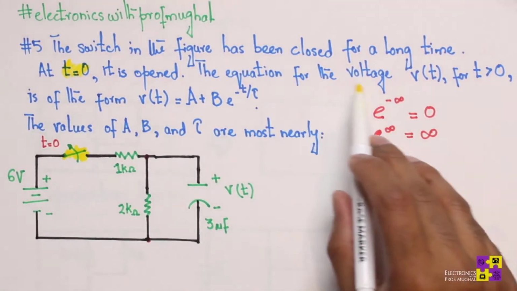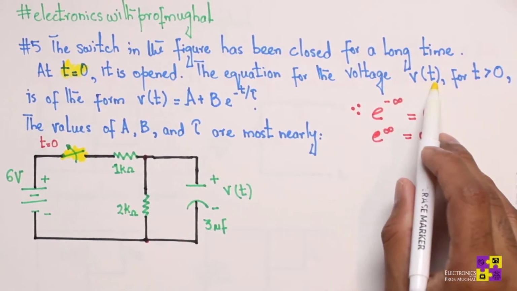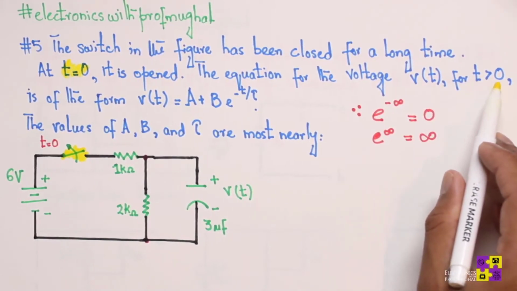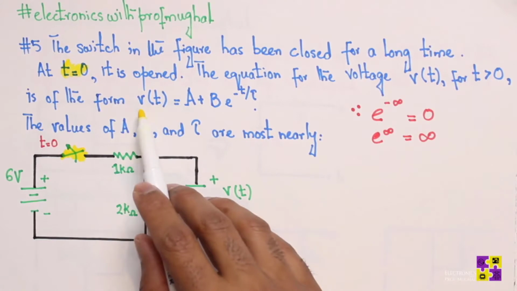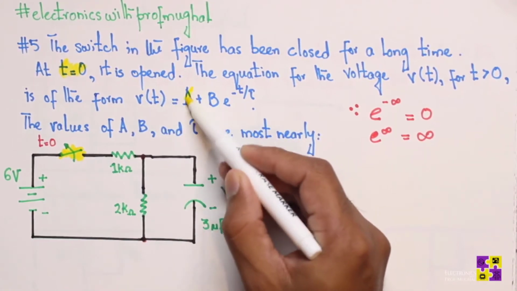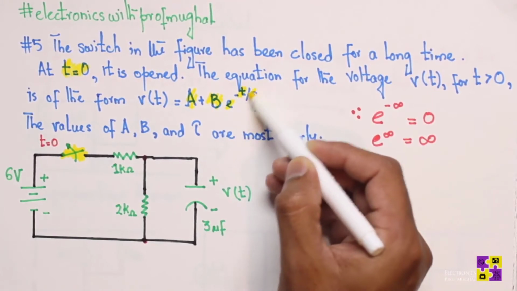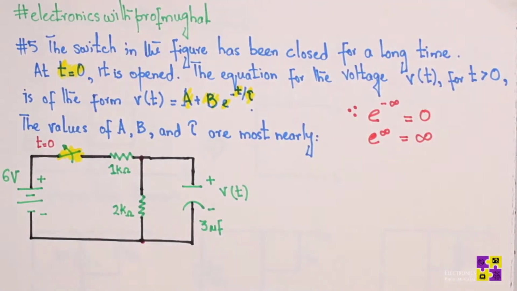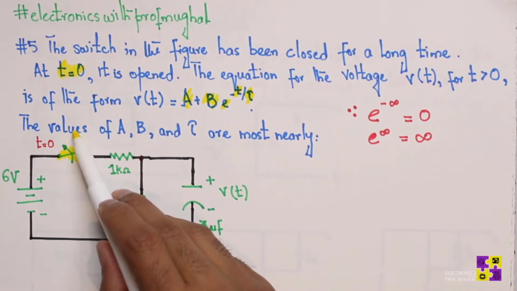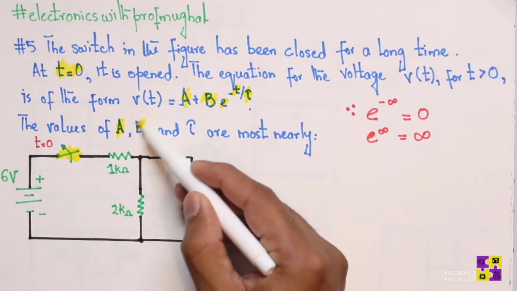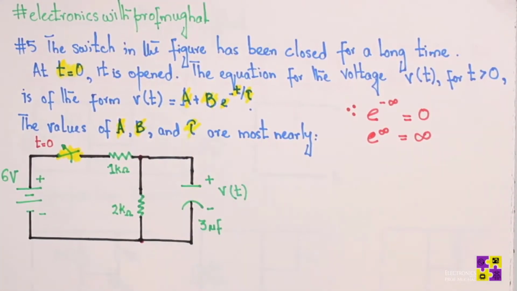The equation for the voltage V of t for t greater than 0 is of the form V of t equals a plus b times e to the power negative t over tau. The values of a, b, and tau are most nearly what? That's what we have to find out.